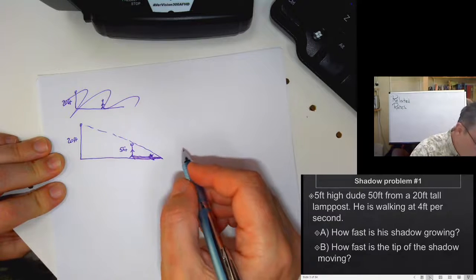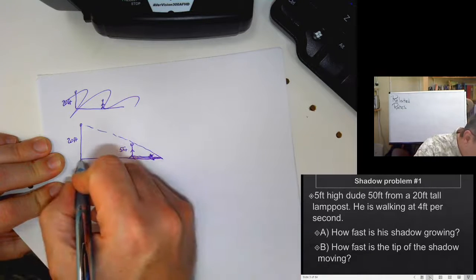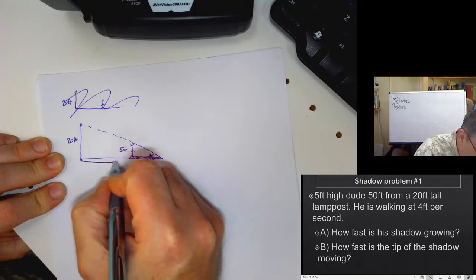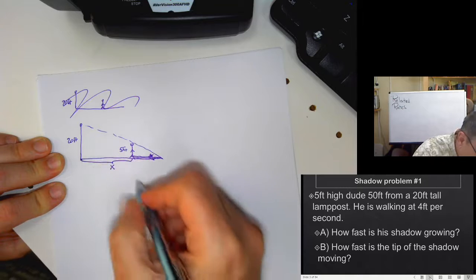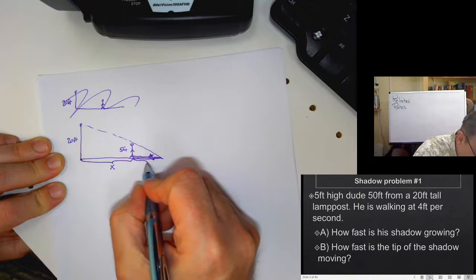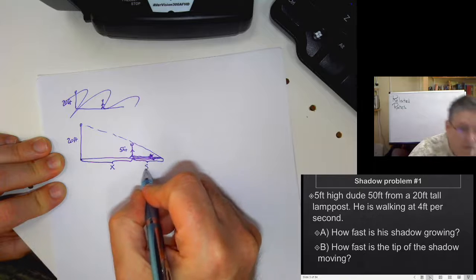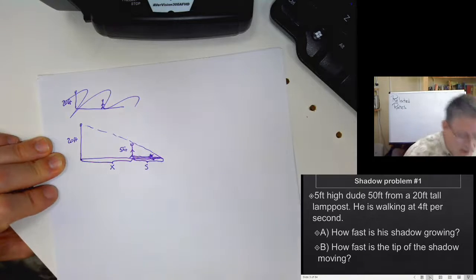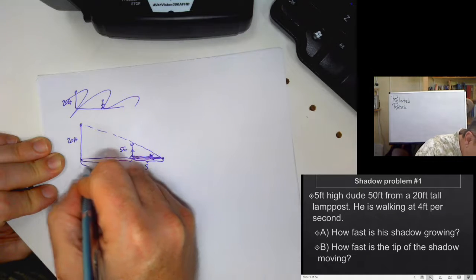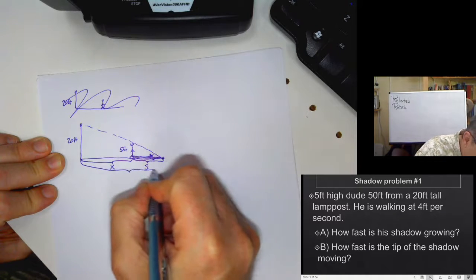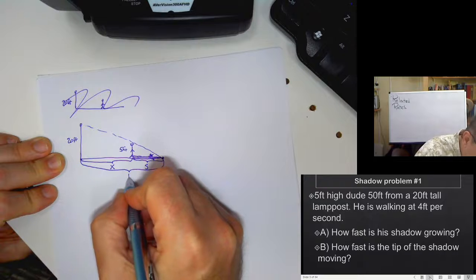He's walking at 4 feet per second. So we're going to make this kind of our 0. That's our frame of reference. And that's going to be x. That's going to be the distance from the lamppost. And then this we're going to call s for the shadow. And then it's also asking how fast the tip of the shadow is moving. So we're going to end up needing this measurement as well. And we're going to call that L.